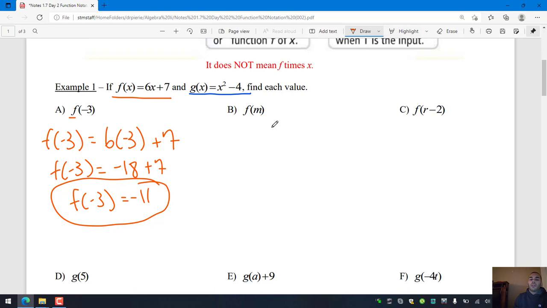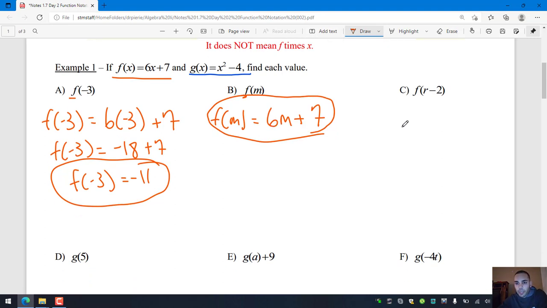Now if we look at letter B, it says f of m. The first letter I see here is f, so I know I'm dealing with the equation called f of x. And what I need to plug in here is the letter m. So I'm just going to rewrite that f equation, but wherever I see an x, I'm going to plug in an m. So when I rewrite it, it just becomes 6, instead of x, I write m, plus 7. There's not really any other way I could simplify that, so this is my answer in simplest form. All I did is I substituted the x for an m. Hopefully we're feeling okay so far, nothing too complicated.